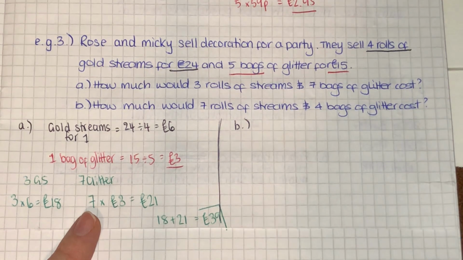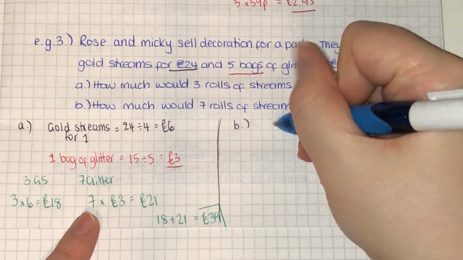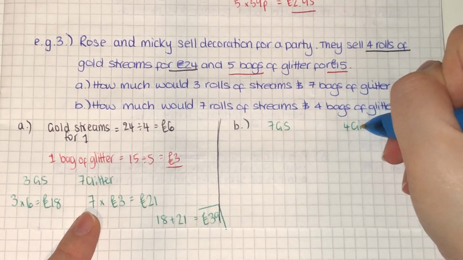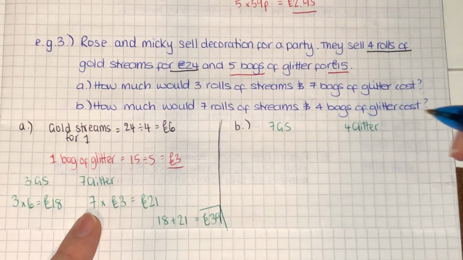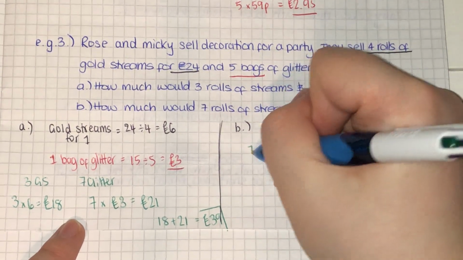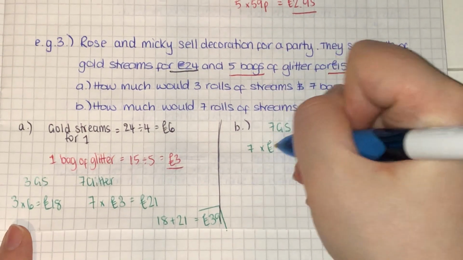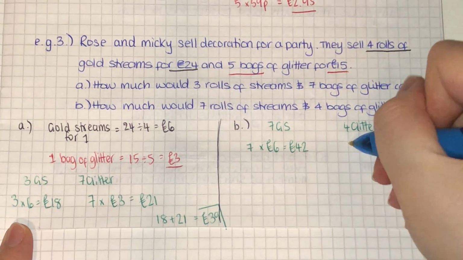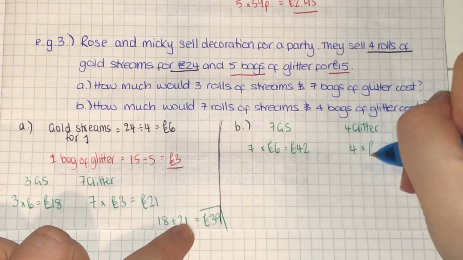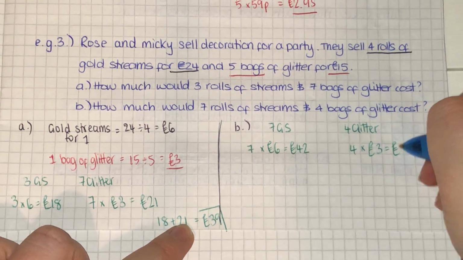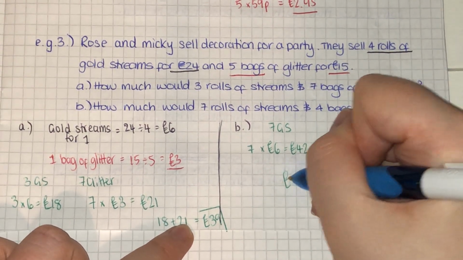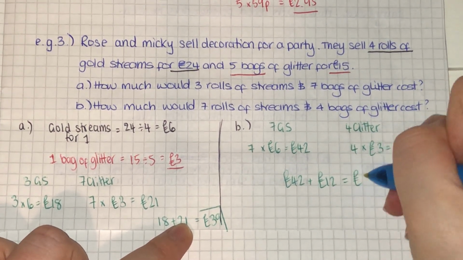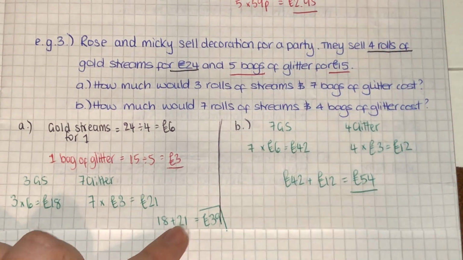Part B is very similar, it's just we've got different numbers. So we've got 7 rolls of gold streamers and 4 of glitter. Okay, so for the 7 gold streamers, it's 7 times 6, which is £42. Okay, and for the glitter, 4 times £3, which is 12. And then we just add those together. 42 plus 12, which is £54. Okay, and that's the final answer.